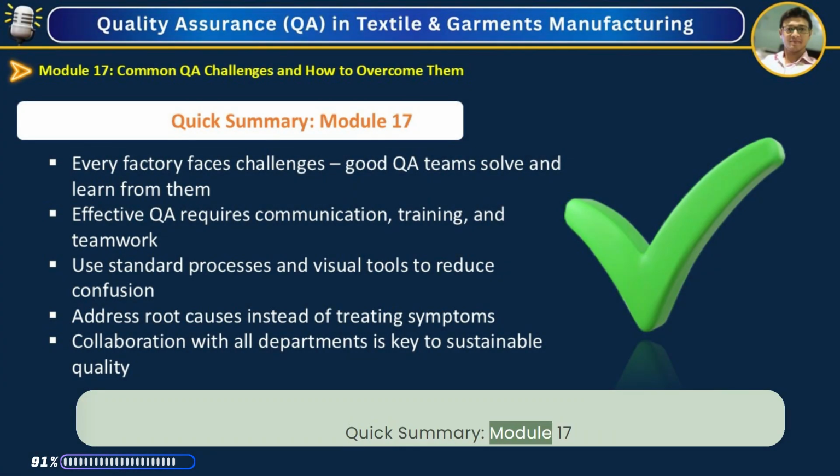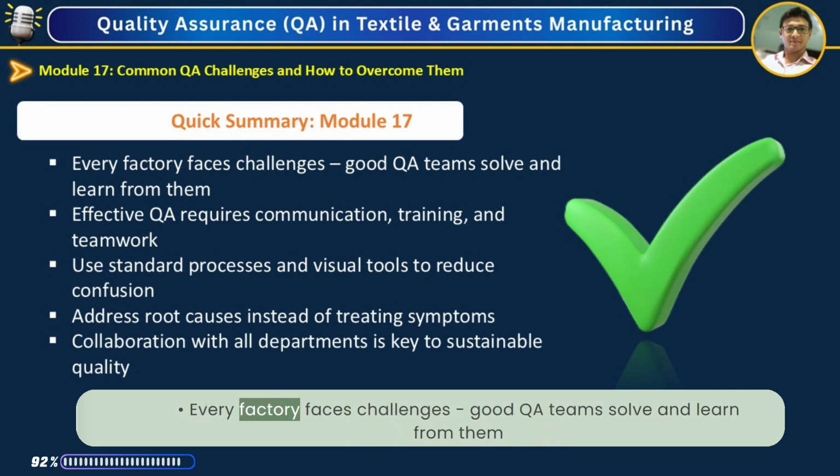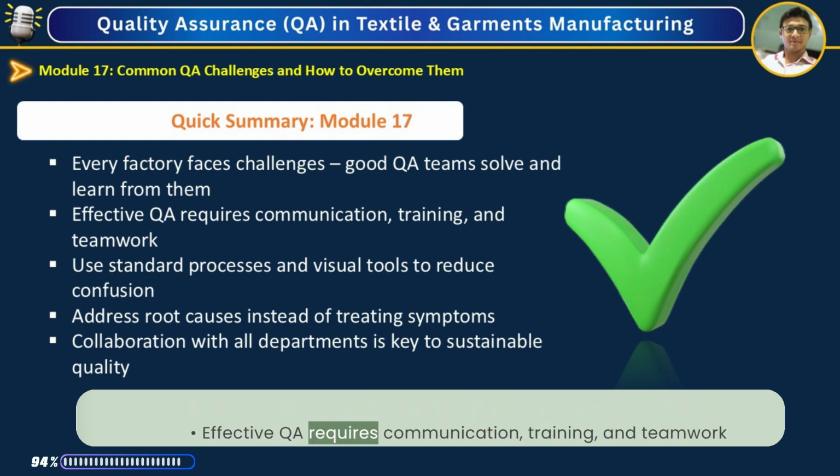Quick summary: Module 17. Every factory faces challenges. Good QA teams solve and learn from them. Effective QA requires communication, training, and teamwork. Use standard processes and visual tools to reduce confusion. Address root causes instead of treating symptoms. Collaboration with all departments is key to sustainable quality.